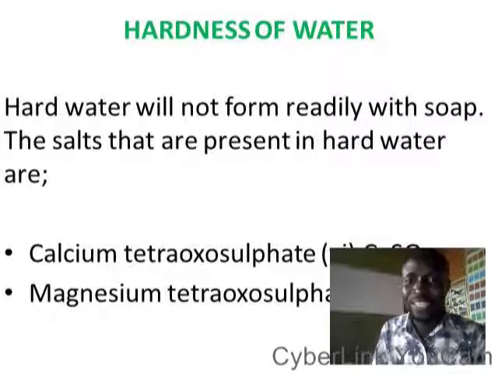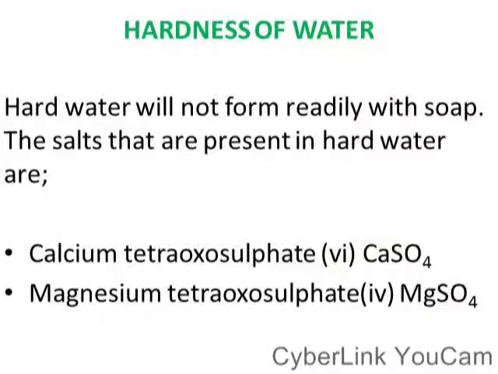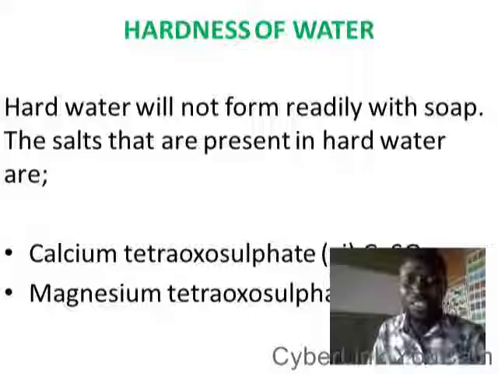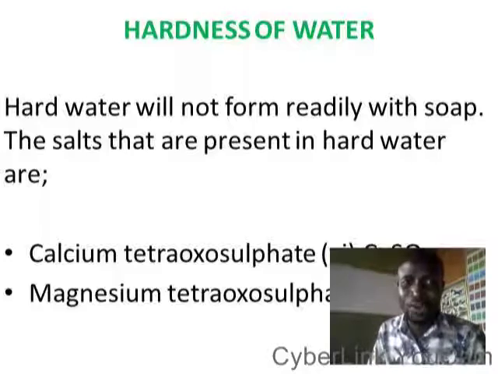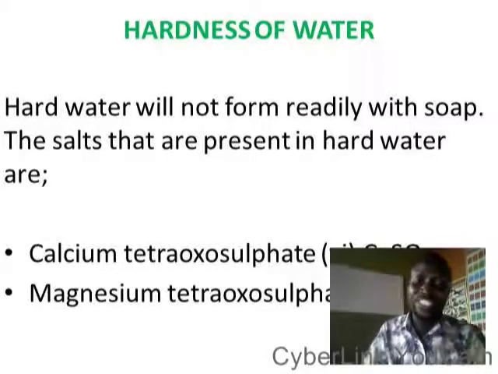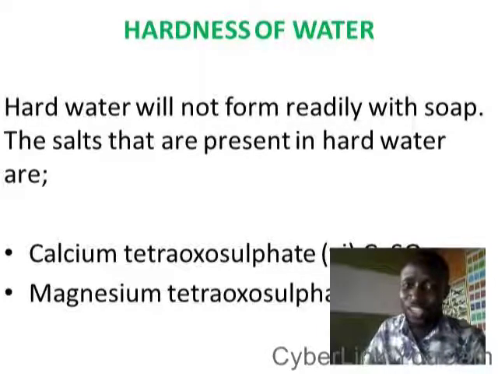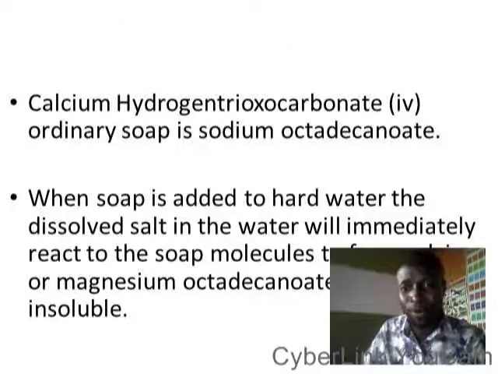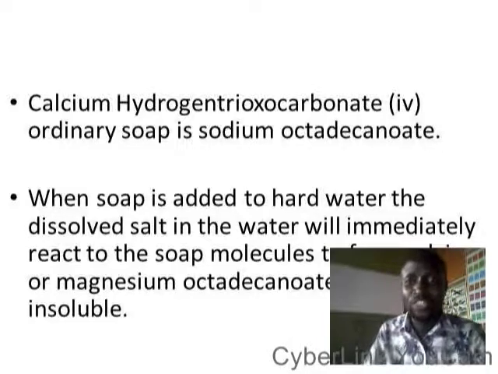Okay, let's move to that slide again. Now see the full content. Those things that are responsible for the hardness of water, there are two major things. Number one, calcium tetraoxosulfate(VI). Number two, magnesium tetraoxosulfate(VI). We can also have others like calcium hydrogen trioxocarbonate(IV), magnesium hydrogen trioxocarbonate(IV). Please take note of this. Calcium hydrogen trioxocarbonate(IV).